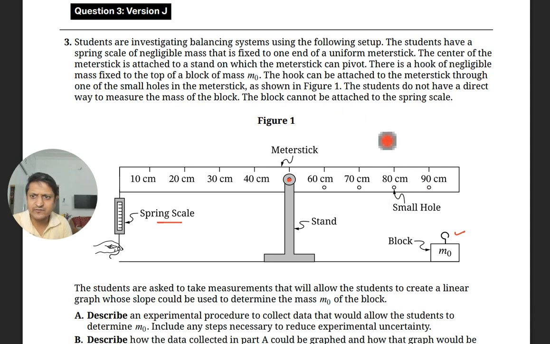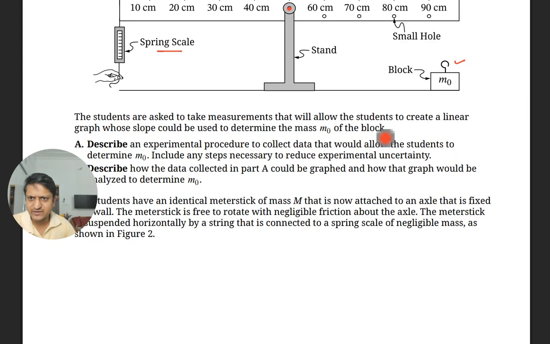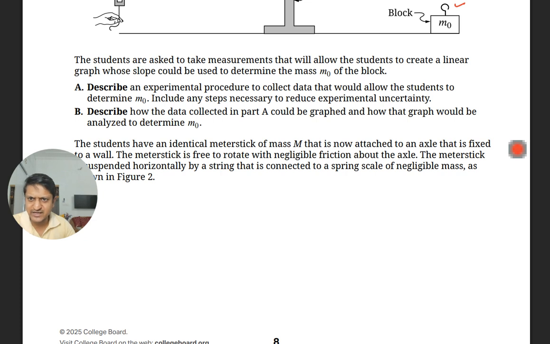The students do not have a direct way to measure the mass of the block. The block cannot be attached to the spring scale. Okay. Next, it says that students are asked to take measurements that will allow students to create a linear graph whose slope could be used to determine the mass m naught of the block. The question starts here. Describe an experimental procedure to collect data that would allow the students to determine m naught.